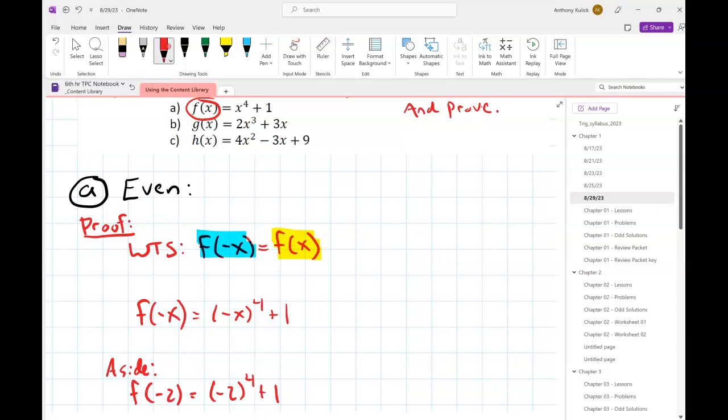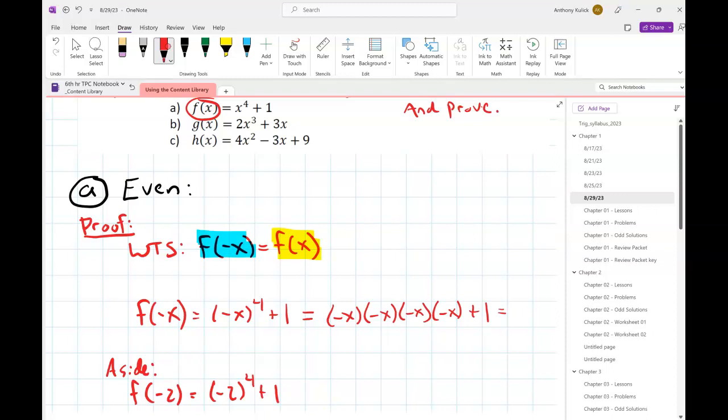Okay. Now what I want to do is simplify this: negative x to the fourth plus 1. So how do I do negative x to the fourth? What does negative x to the fourth mean? Negative x times negative x times negative x times negative x. Everybody agree with that? Because it's to the fourth power. And then I still have that plus 1 there.